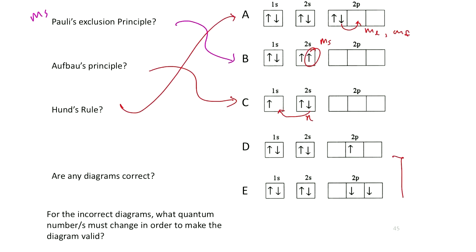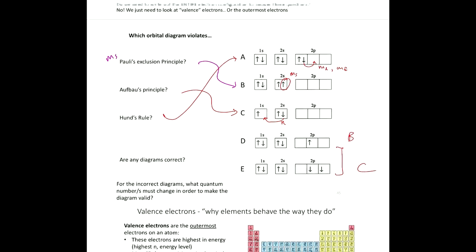D and E would be correct, and what elements would these be? D is what? Boron. And then E has 2 electrons in its p subshell, and so that would be carbon. All right, great. So D and E are correct. Okay, so that's other ways to ask those questions.